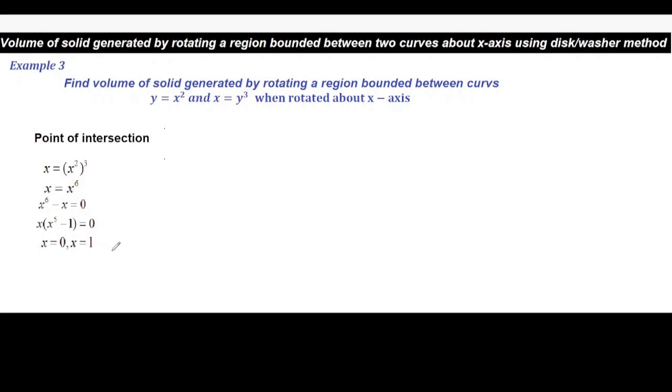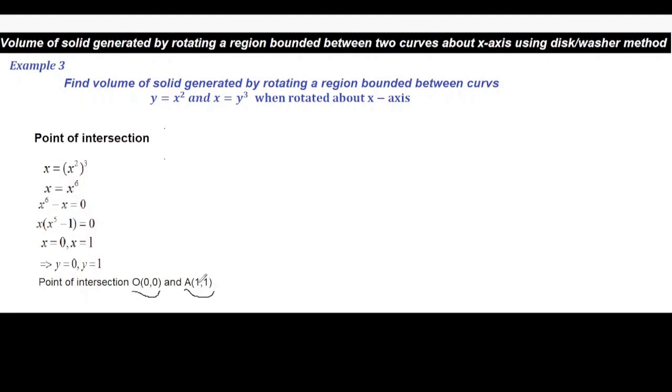And second, x to the power 5 minus 1 is equal to 0, which finally gives us x is equal to 1. Now to find the value of y, we need to put these values of x into the equation. You can use any one of the equations, it doesn't matter. If we put x equal to 0, we will get y is equal to 0, and x equal to 1, we will get y is equal to 1. So by combining these two, we can conclude our points of intersection between the curves are 0, 0, that is the origin, and 1, 1.